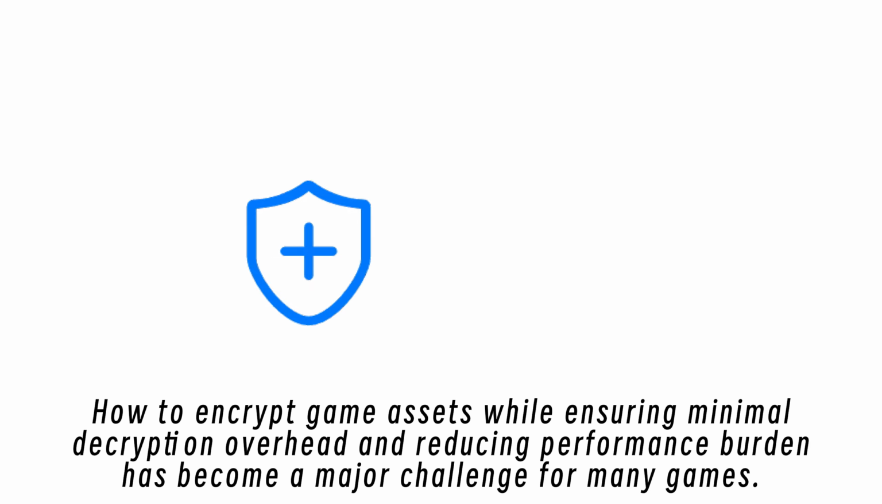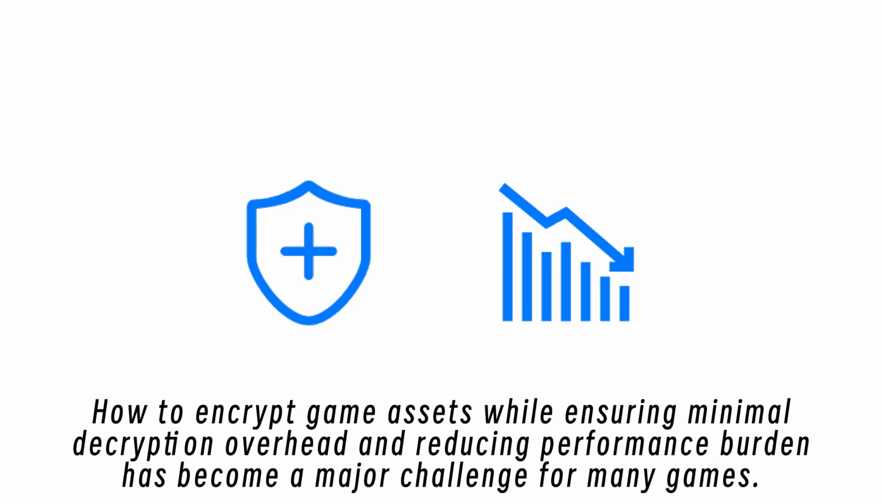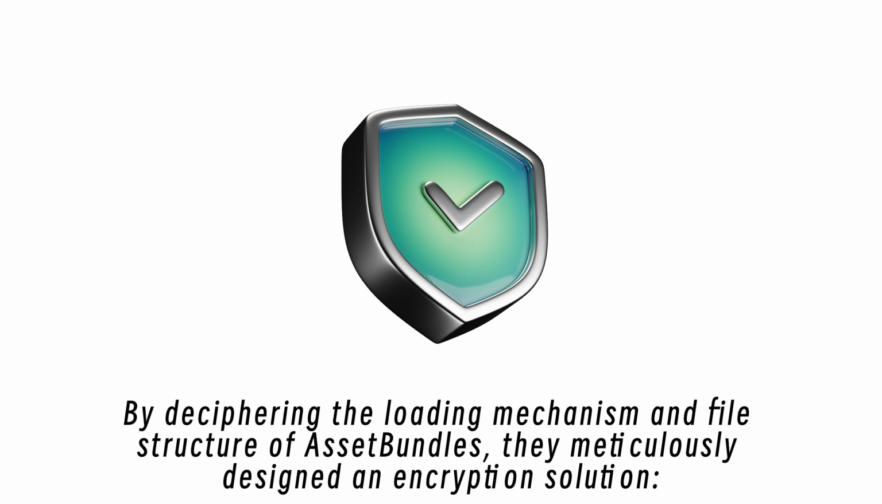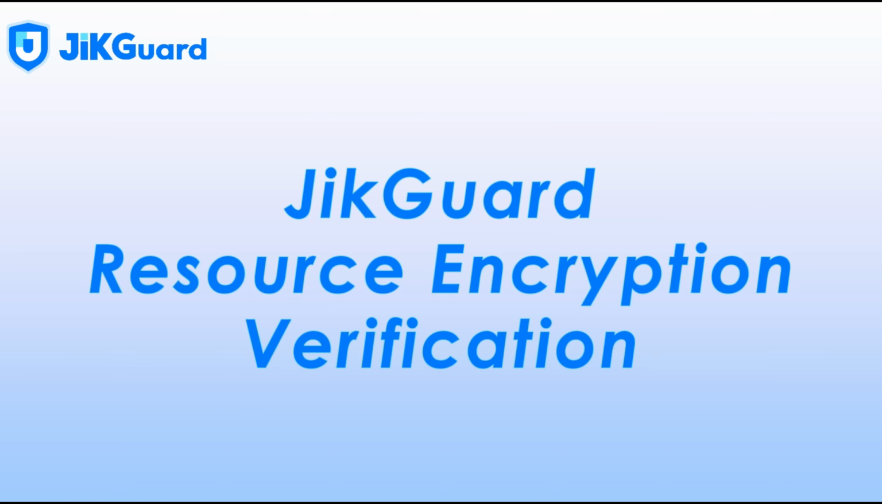How to encrypt game assets while ensuring minimal decryption overhead and reducing performance burden has become a major challenge for many games. To address this, the JikGuard R&D team invested significant time conducting black box analysis of the Unity engine. By deciphering the loading mechanism and file structure of asset bundles, they meticulously designed an encryption solution.